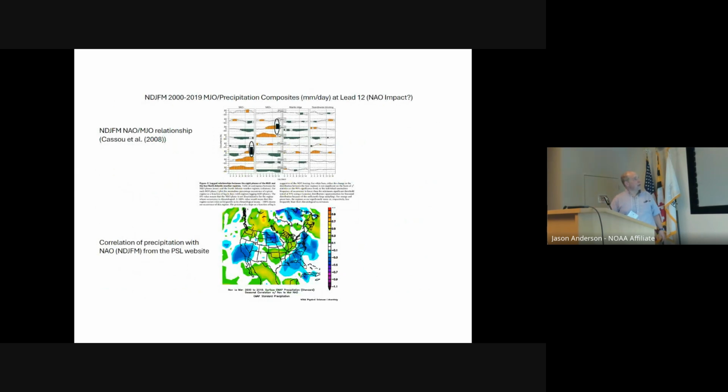So the next step then, so that was for lead 0. We're now looking at longer lead times. This goes into Casal's work. So here's the contingency table from Casal 2008. And so I looked at this is NAO positive. This is phase 3. Here's phase 6 down here. And what these orange squares indicate, more frequent NAO positive events during MJO phase 3.